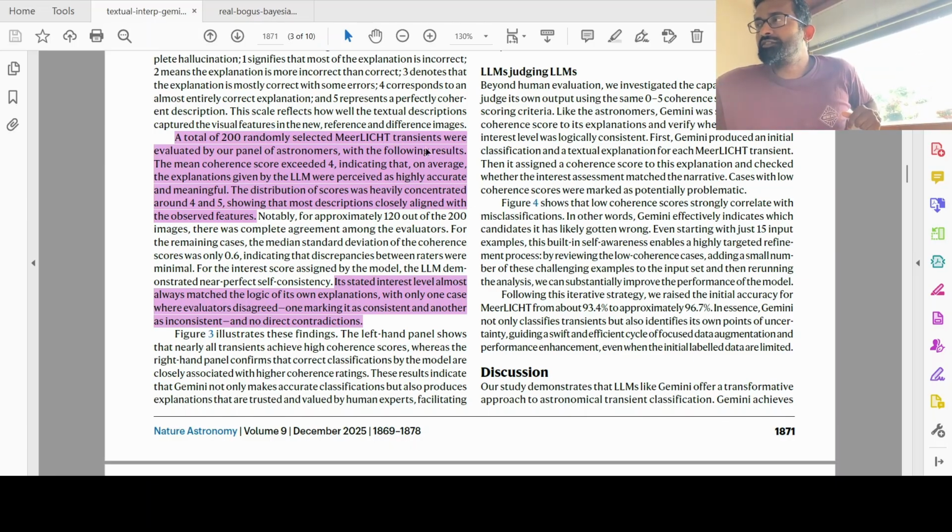So it turned out that transients were evaluated by a panel of astronomers. The mean coherence scores exceeded 4. That means it's extremely good, indicating that on average, explanations given by the LLM were perceived as highly accurate and meaningful. The distribution scores were heavily concentrated around 4 and 5. Wow! Notably, for approximately 120 of 200, so that's 60%, there was complete agreement with human astronomers, with a coherence score of 5.